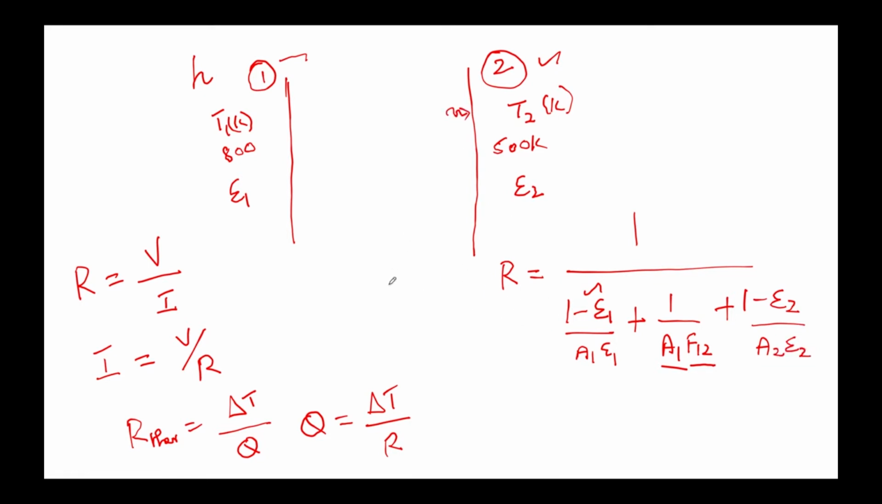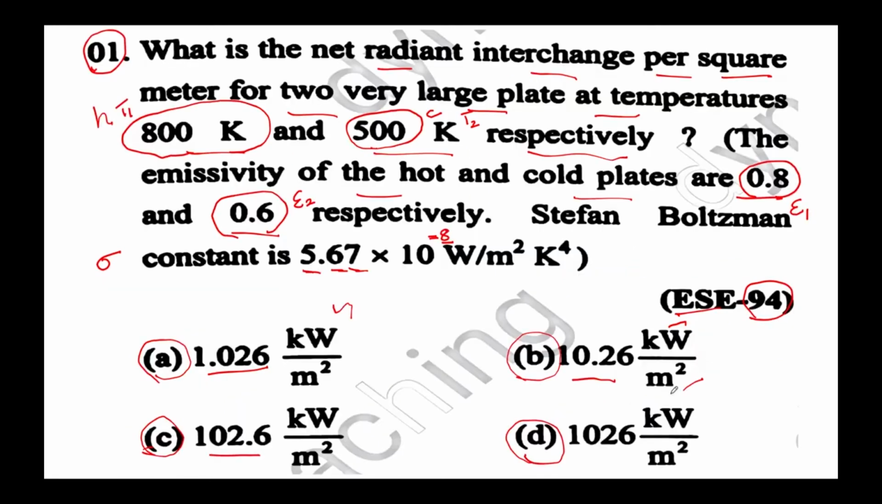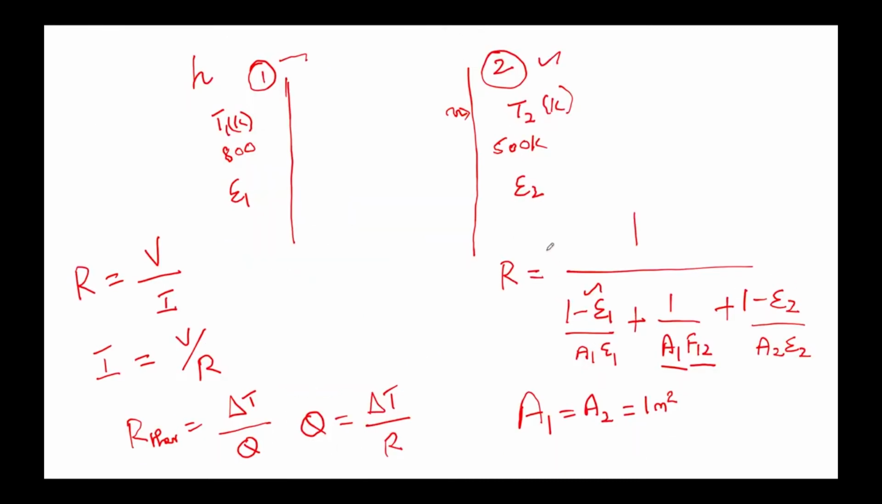Now as far as any plate problem is considered, you yourself have to come to a conclusion that the area of the two plates A1 and A2 will be taken as 1 meter square, and you can even check with the options given here that it is per meter square, right? Per meter square in the sense it is 1 meter square, so your area terms can be neglected.